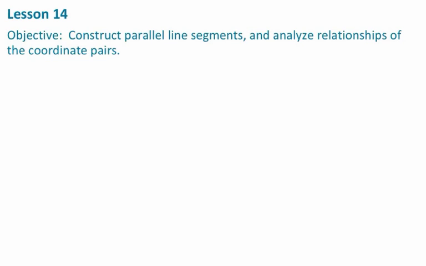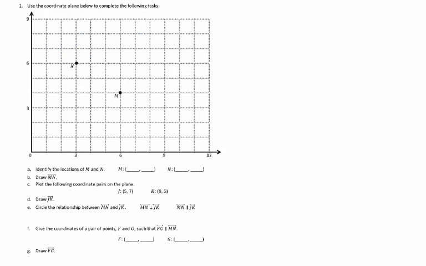This is grade 5, module 6, lesson 14. And the objective in this lesson is to construct parallel line segments and analyze relationships of the coordinate pairs. So we're looking at homework problem number 1, and it says use the coordinate plane below to complete the following task. Task A says identify the locations of M and N.